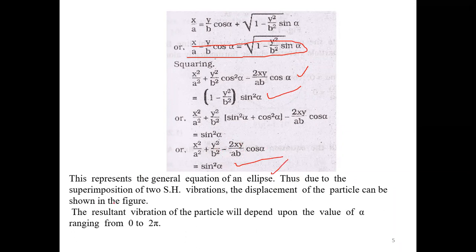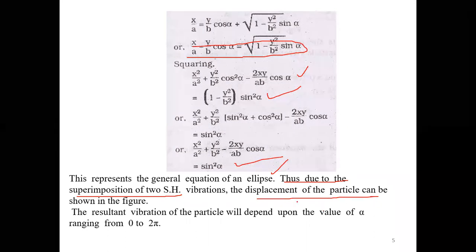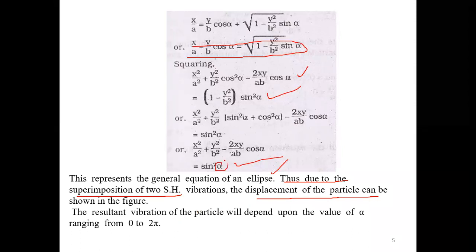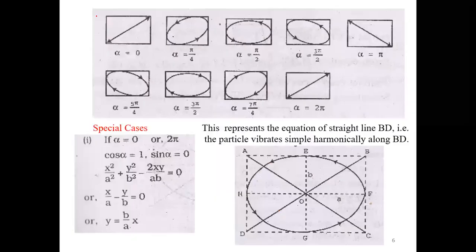So our conclusion is, due to the superposition of two simple harmonic motions, the displacement of the particle can be shown in the figure on the next page. The resultant vibration of the particle will depend upon the value of alpha, ranging from 0 to pi. So we have shown here.